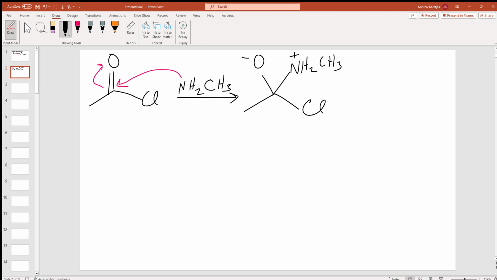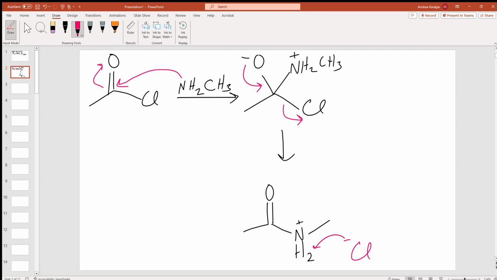From here, the tetrahedral intermediate breaks down, and we kick out the chlorine as the leaving group. So we formed our new carbon-nitrogen bond. The only step left here is to remove this hydrogen, and that's typically done by the chloride that we just lost in the last step. That removes the extra hydrogen and gives us our final product.